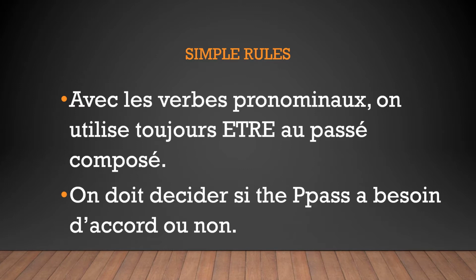And the tricky part, though, is you must decide if your past participle, the past tense form, needs agreement or not. It's not like avoir, which never uses agreement, or Vandertramp, which always uses agreement. It's going to be a maybe. You might need it, you might not. And that's what we need to focus on more.